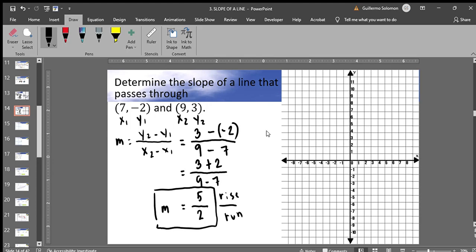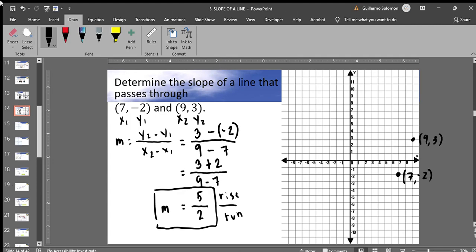Okay, so 7, negative 2, that is in quadrant 4. 7 and then negative 2, and it's here. That is 7, negative 2. Next, 9, 3, that is in quadrant 1. So 9, then 3. It's here. So this is 9 and 3.